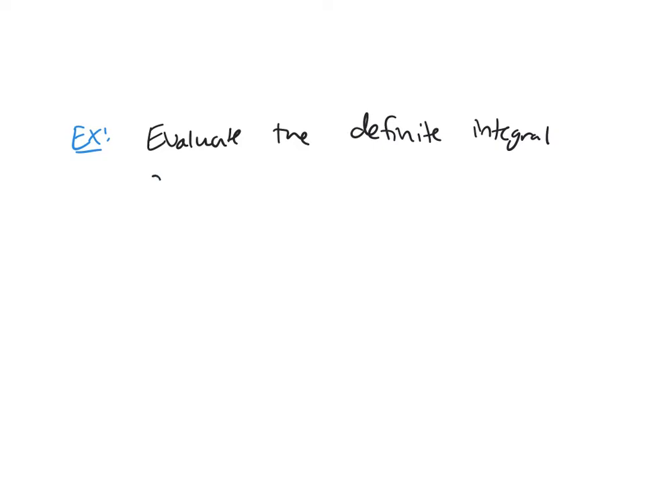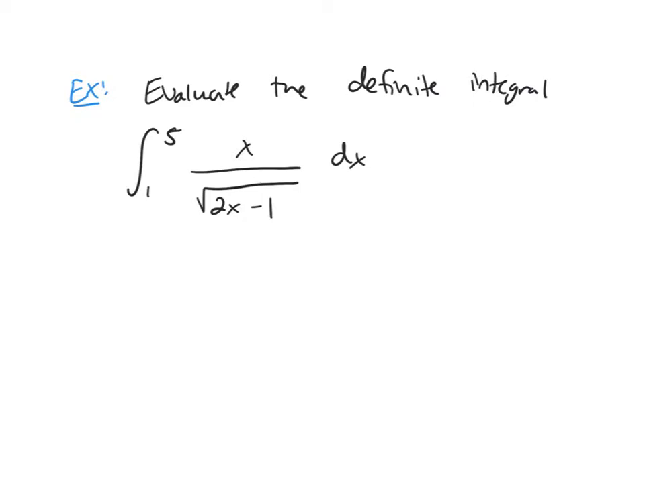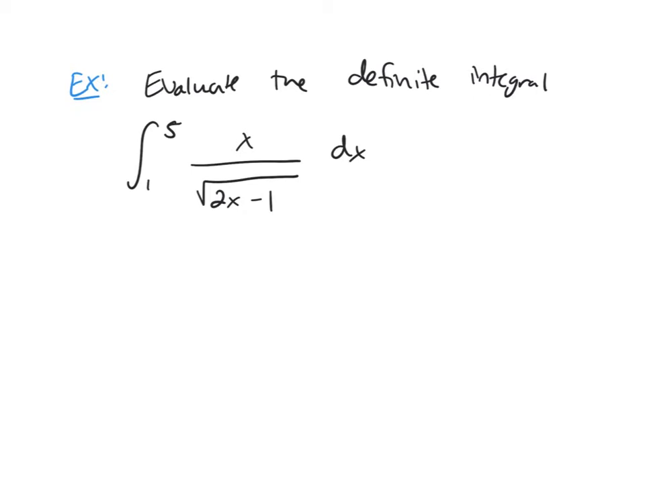Let's look at another example involving substitution. Let's evaluate the definite integral, the integral from 1 to 5 of x over the square root of 2x minus 1 dx. So again, you look for your composition, part with an inside and an outside.